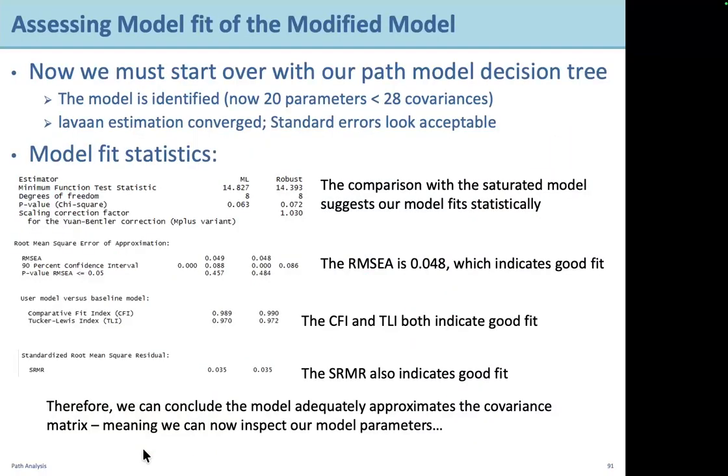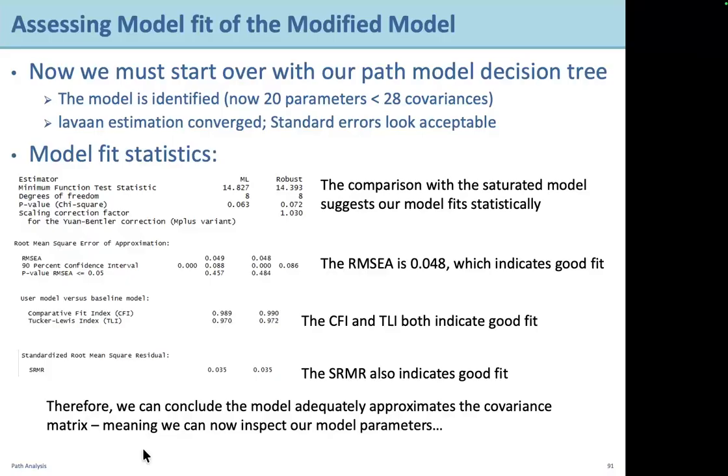And here we go. We have to start over with our path model decision tree. In the decision tree, we had to kick the computer and then start back. So it is identified. There is no cycle to it. It converged. The parameter standard errors looked, quote unquote, acceptable. Again, it's hard to judge that without practice.